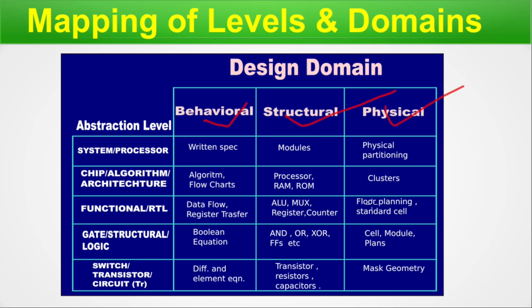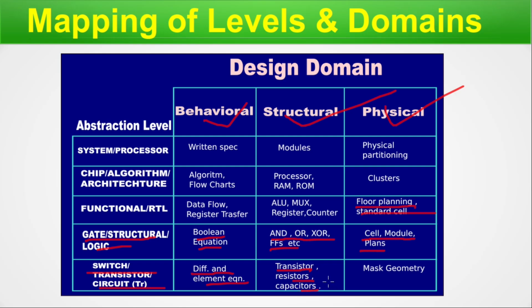So for functional, the physical is floor planning and standard cell. For gate or structural logic, we have Boolean equation as behavioral. Structural, we have AND or XOR, etc. And for physical, we have standard cells, module, etc. Now switch or transistor level abstraction level, then behavioral, we have different equations, and structural, we have transistor, resistor, capacitor.